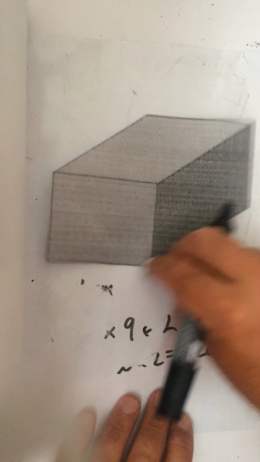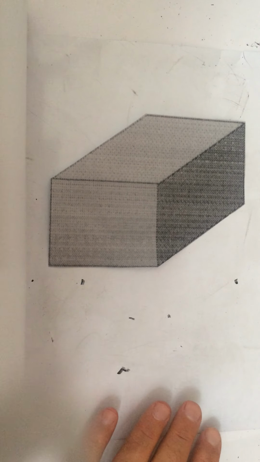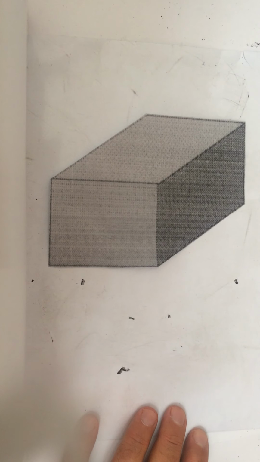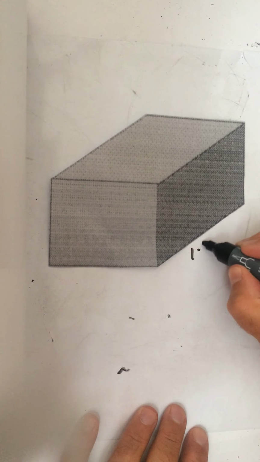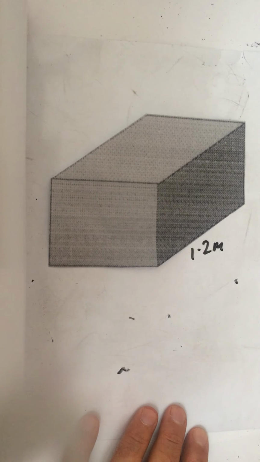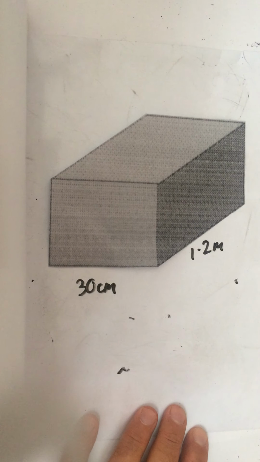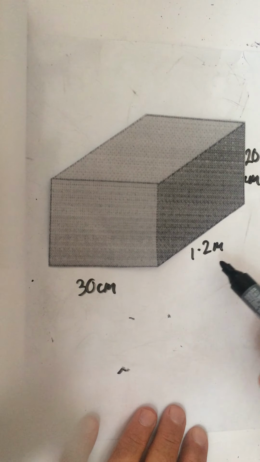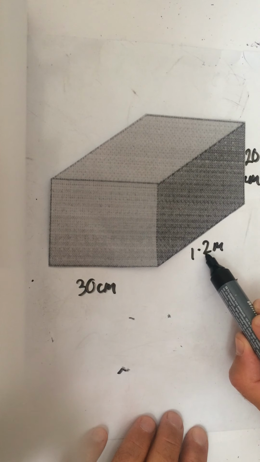Then you can have ones with quite big numbers, so let's go with this: say this is 1.2 meters. Then up here this is 30 centimeters, and this one we'll do as 20 centimeters. So again we can see they're not all in the same unit of measurement. I'm going to put this into centimeters.